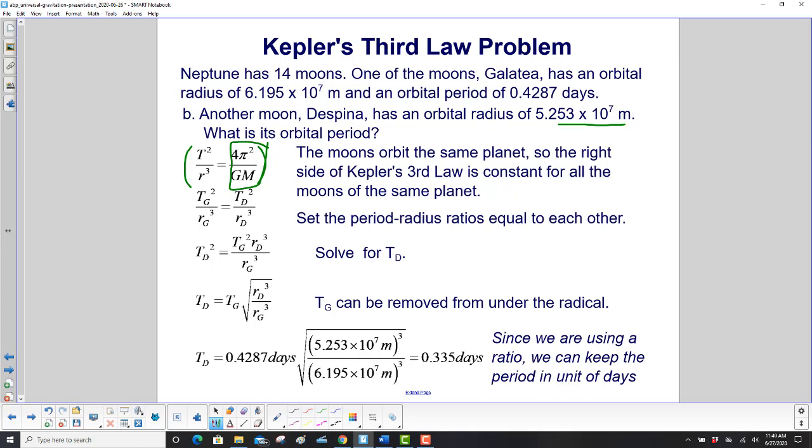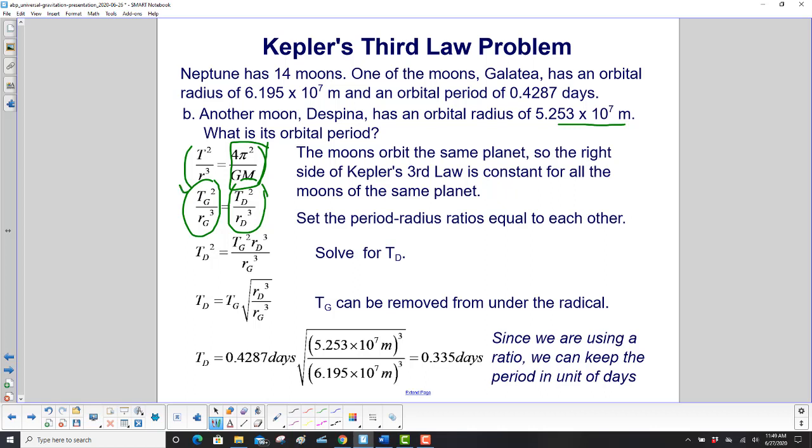Right? 4π² is a constant, big G is the universal gravitational constant, and M is the mass of Neptune. So we're going to do something fairly clever here. On the left side of this equation, we have the period squared of Galatea and its orbital radius cubed. That has to equal the square of the period of Despina and the cube of Despina's orbital radius. We will then solve. What do we need here?